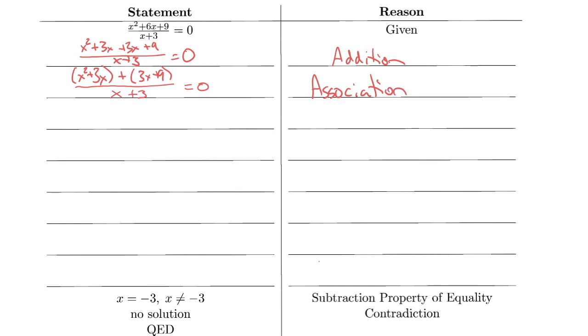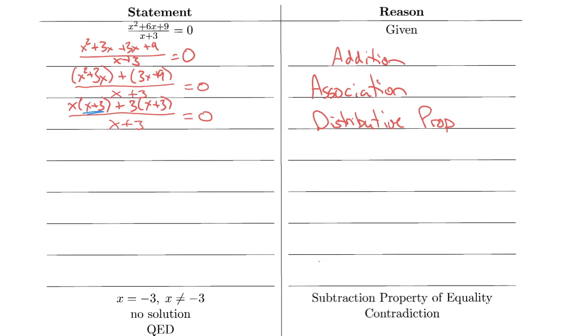Next, what I'm going to do is take an x out of the first two terms, and then take a 3 out of the next two terms. That's all over x plus 3. This is still all equal to 0. Now, can I do that? Yes, I can. That is the distributive property. Yep, that's totally allowed.